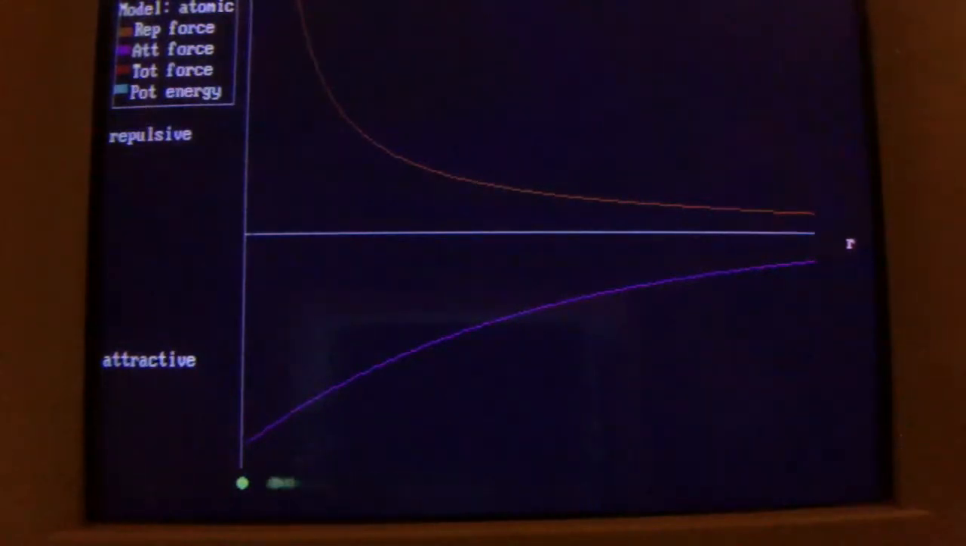You find their sum by just adding up the heights, and we get this line. The equilibrium position is right where the total force crosses the x-axis.